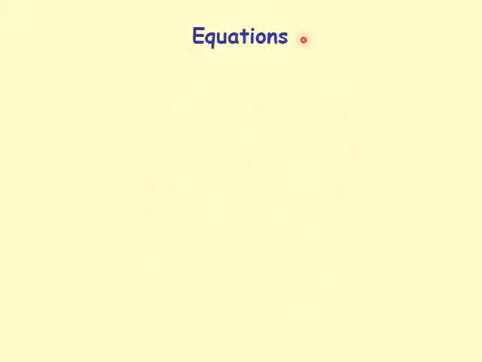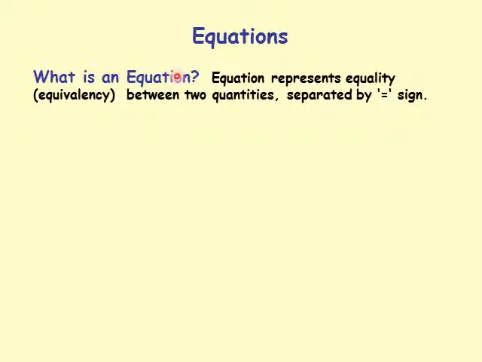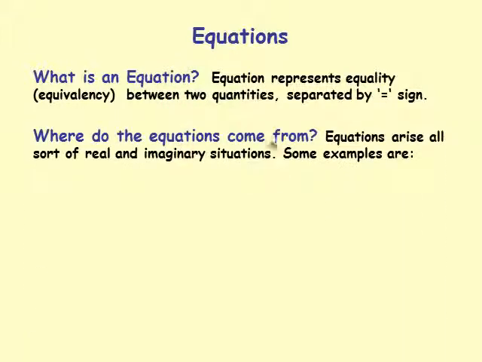Let's look at what equations are. What's an equation? An equation represents equality or equivalency between two quantities separated by an equal sign. An equation has a left side and a right side, and in the middle there's an equal sign. The equal sign implies that the two sides, left and right, are in balance. Okay, let's continue here. Where do equations come from?